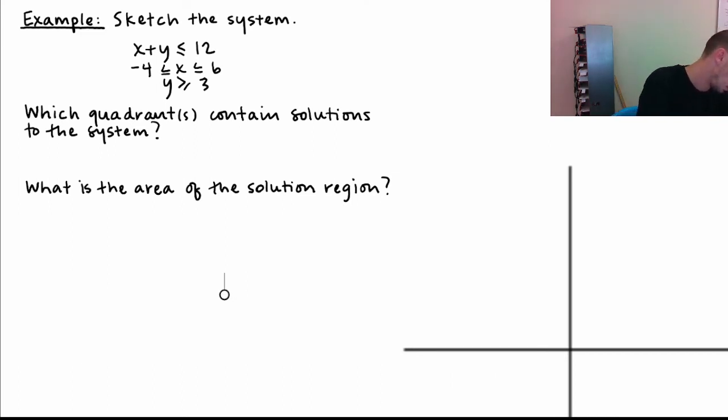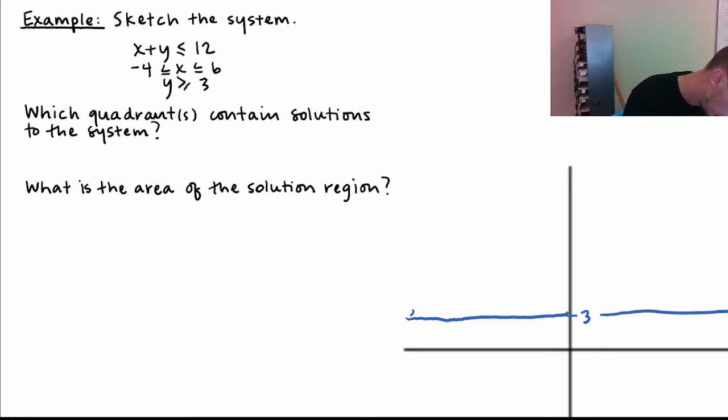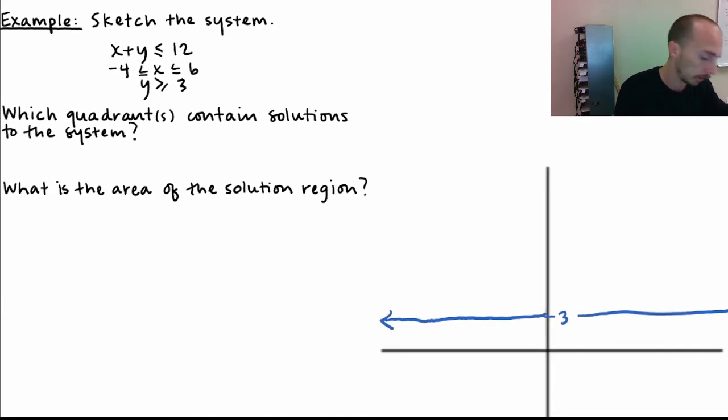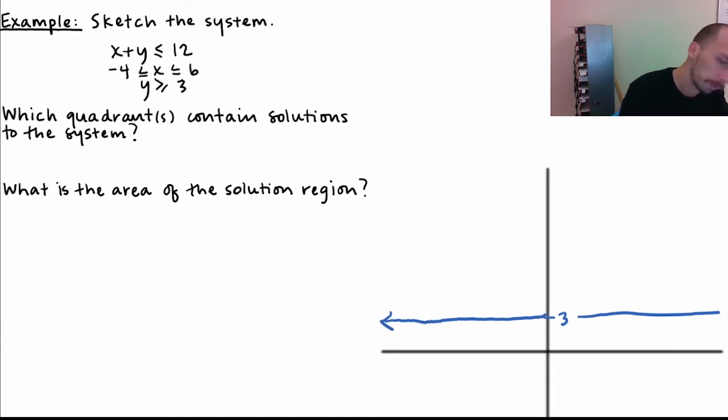I saw that one and just wanted to plot it. So I'm going to decide that this is 3 here, and that's y equals 3. We're going to be above that blue line. I didn't realize I went off the screen. Okay, there we go. Now, x is between negative 4 and 6. I'm just going to decide that negative 4 is going to be over here, and 6 maybe I could go a little farther there.